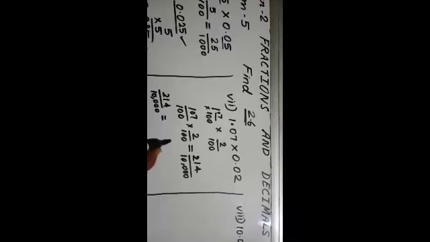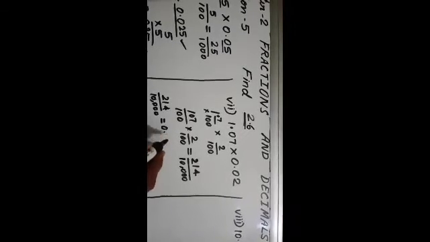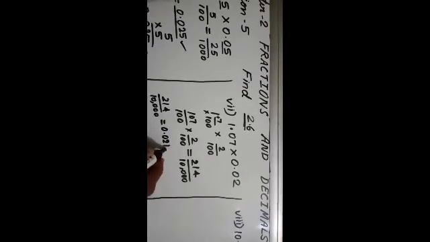If you write in the form of 214 upon 10,000, the denominator is 10,000. When 4 zeros are there, then you have to leave 4 places. So your answer is 0.0214. Now let us switch on to the 8th question.